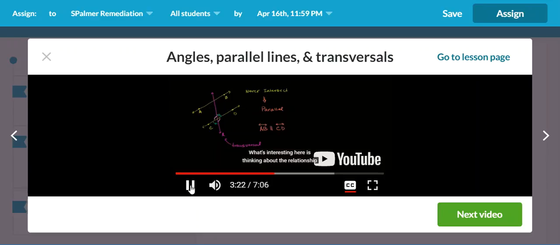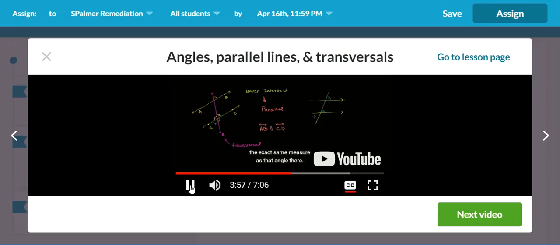What's interesting here is thinking about the relationship between this angle right over here and this angle right up over here. If you just look at it, it is actually obvious what that relationship is: they are going to be the same exact angle. If you put a protractor here and measured it, you would get the exact same measure up here. And if I draw parallel lines straight left and right, it might be a little bit more obvious.